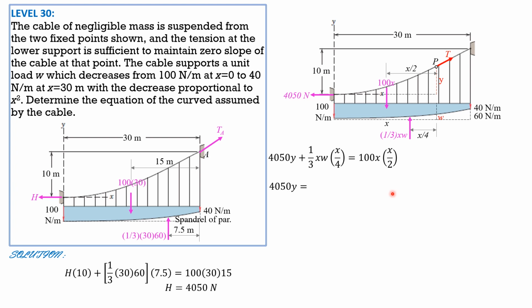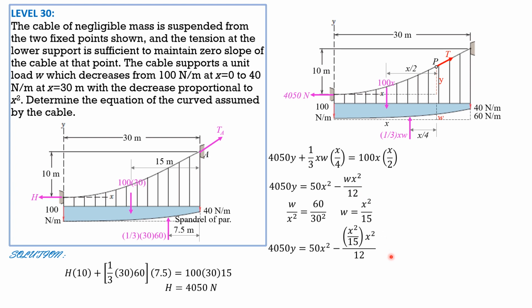So simplifying, 4050y equals 50x squared minus Wx squared over 12. To derive W, we apply the squared property of parabola. W is to x squared as 60 is to 30 squared. So W is therefore equal to x squared over 15. Substitute here: 4050y equals 50x squared minus x squared over 15 times x squared over 12.